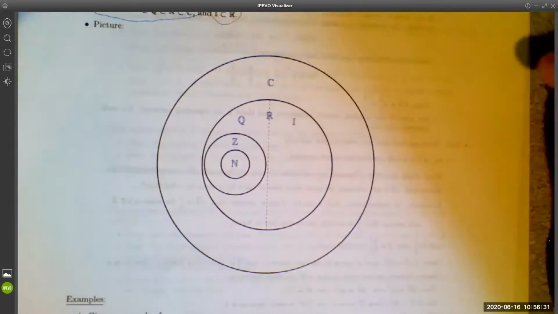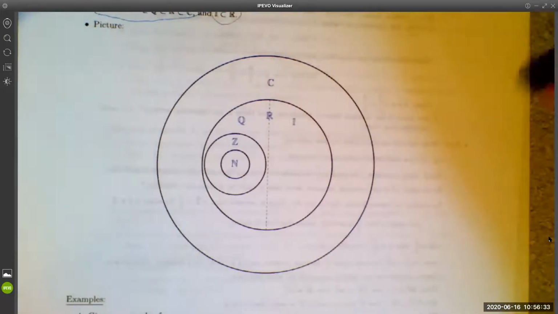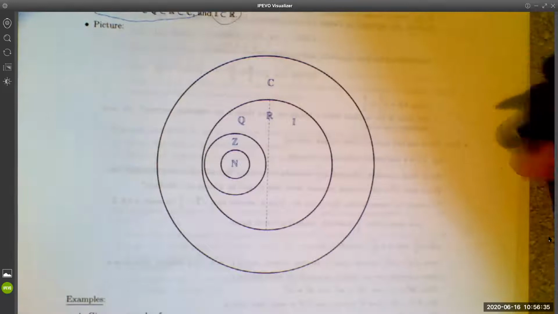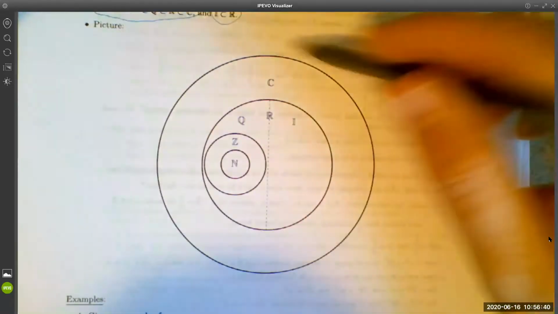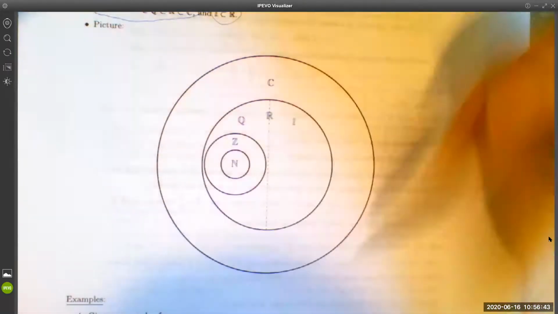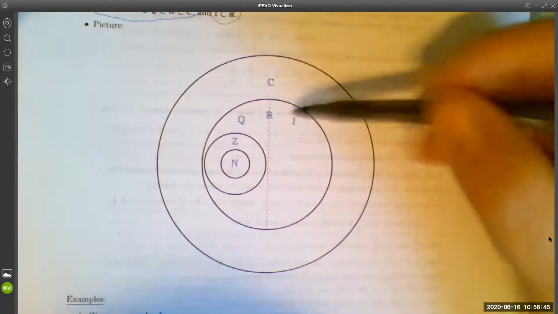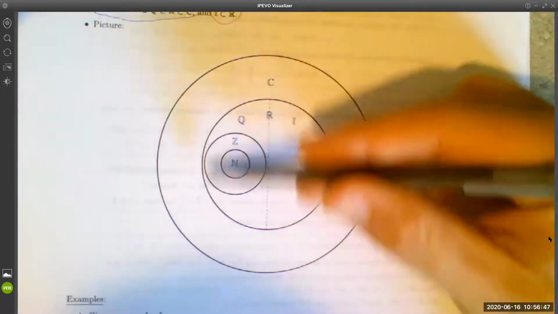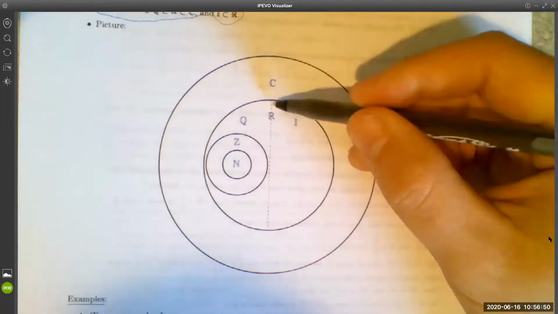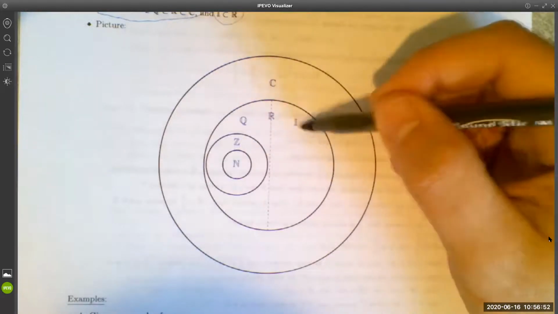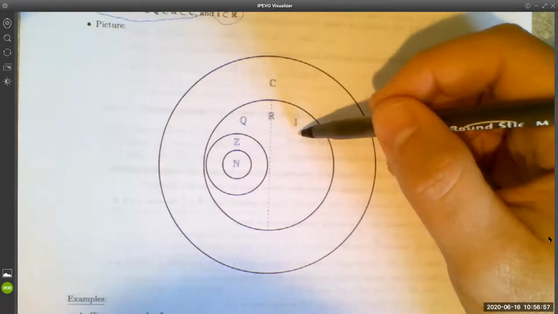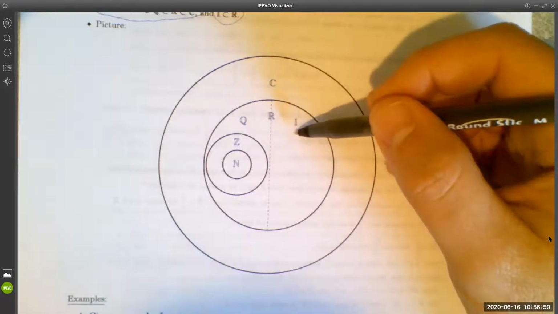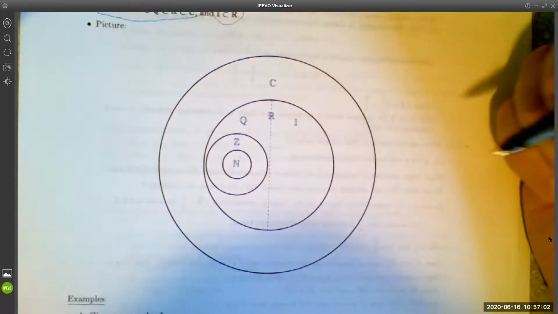Here's a picture. Sometimes a picture is worth 1,000 words. So I'm using circles here to represent the different sets of numbers that we've talked about. You have the complex numbers, which is like all of the numbers. The buck stops at the complex numbers. Inside the complex numbers, you have the real numbers. And then the real numbers are split between the rationals and the irrationals. And there's no overlap between the rationals and the irrationals.